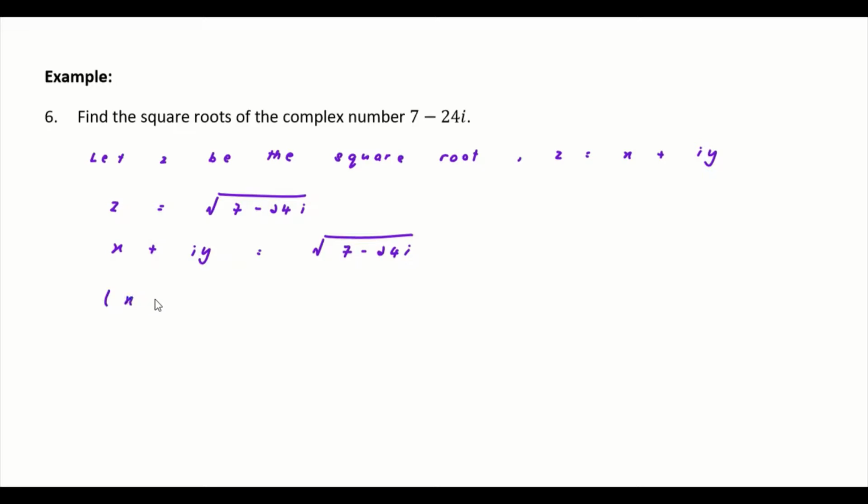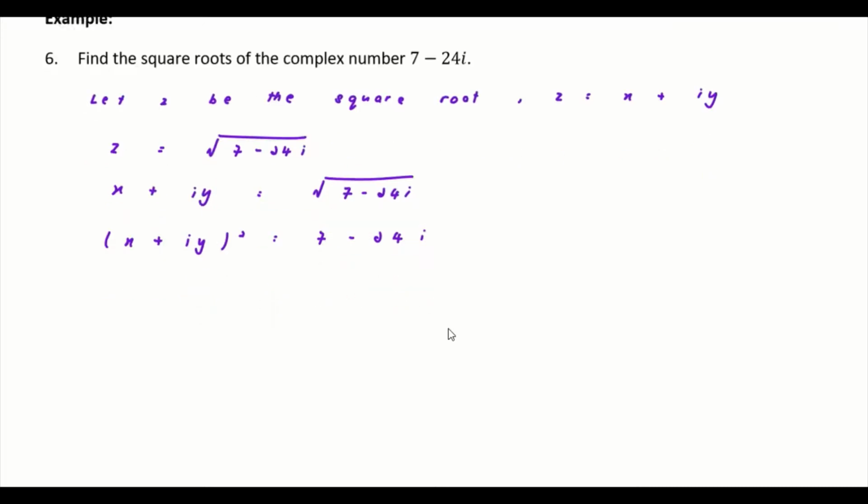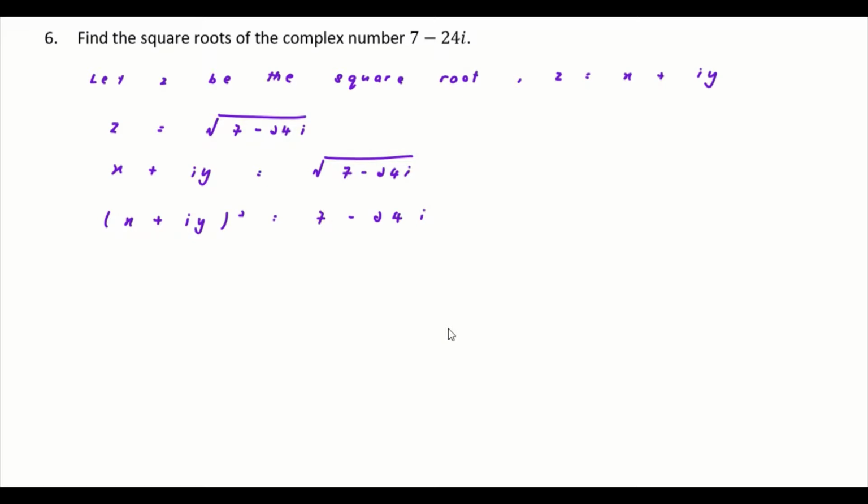So which means that (x + iy)² is going to be equal to 7 − 24i. By stopping at here, you should be able to continue already. So you are going to expand it and do the comparison. So x² + 2xyi + y²i², it will be equal to 7 − 24i.